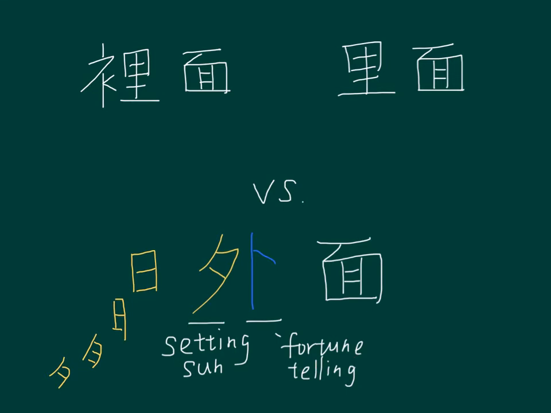So to remember this character, you can think about the setting sun. It's a natural phenomenon. It's outside of our human ability, right? And also you can think, we cannot control our future by doing fortune telling because it's something outside of our control. So try to link what the character looks like with its meaning. It's easier for you to remember.